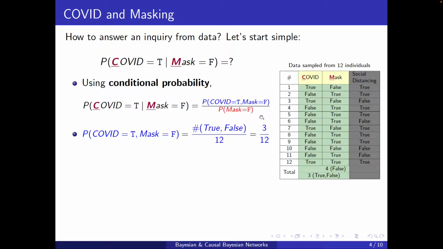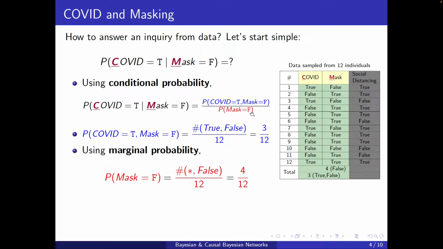What about the denominator? For the probability of mask, I will use the marginal probability formula. P of mask being equal to false means that I don't care about COVID. COVID could be false or true. I just want to have the second one being false. So here I will just look in this column at which ones are false. I see 1, 2, 3, and 4. Some of them here are false, some are true. I don't care. I just sum them and I get 4 falses. So this will be 4 over the total, which is 12.